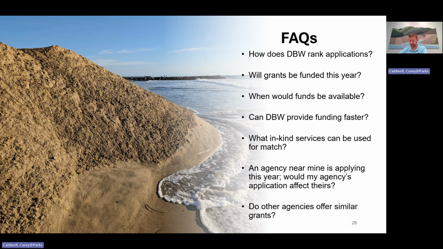When would funds be available? The answer is funds will be available about a year and a half after you first submit your letter of intent to DBW. It takes that long for project funding requests to go through the full application process, and then the site visit process, and then the entire state budget process.